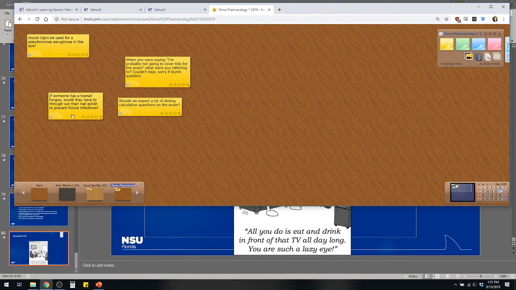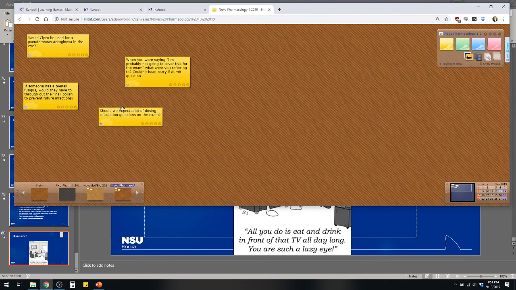If someone has a toenail fungus, would they have to throw out their nail polish to prevent future infections? That's a good question. I would err on the side of yes. Just go ahead and get rid of it. Get some new polish, I guess. You've got to let those nails breathe anyway. Don't cover them up with nail polish.